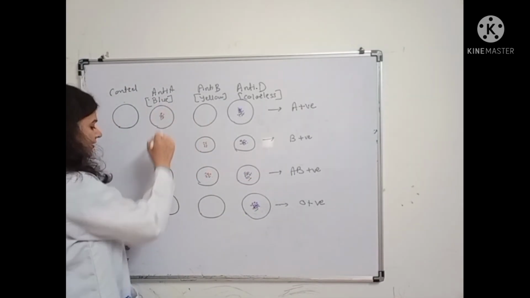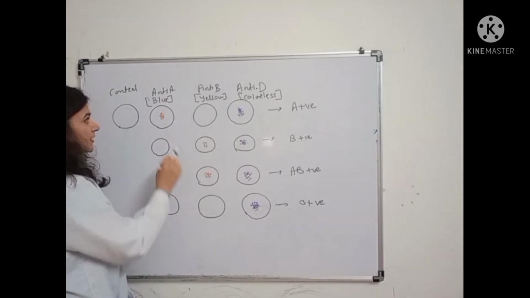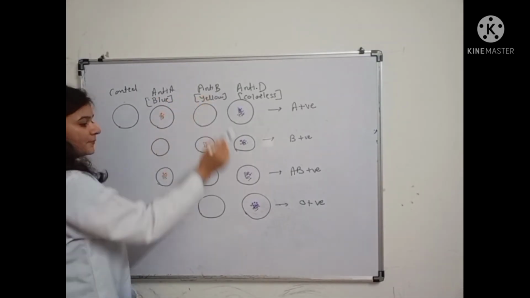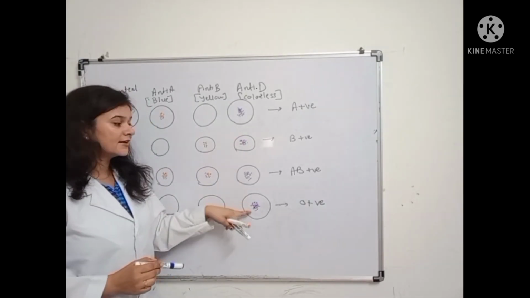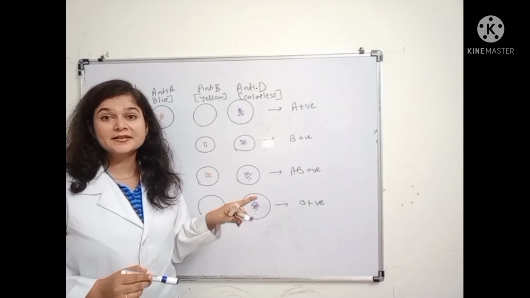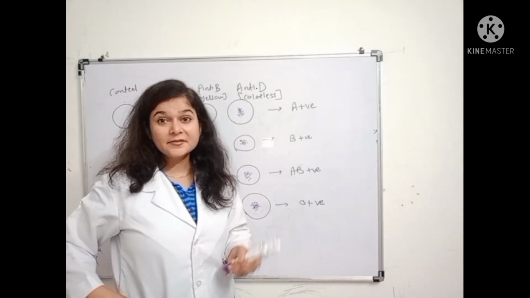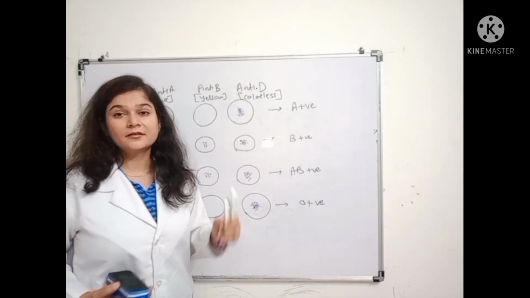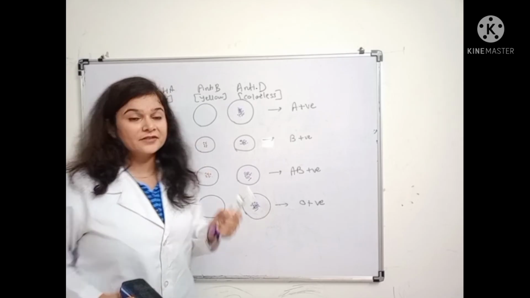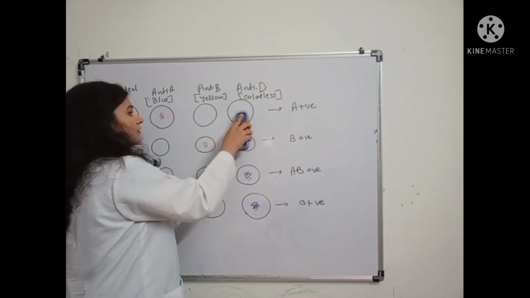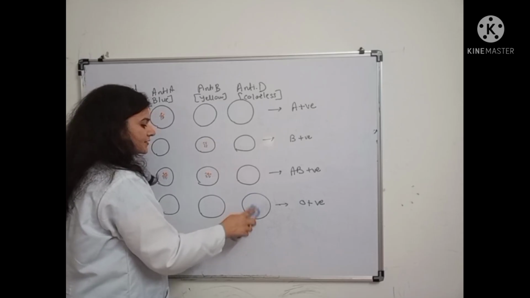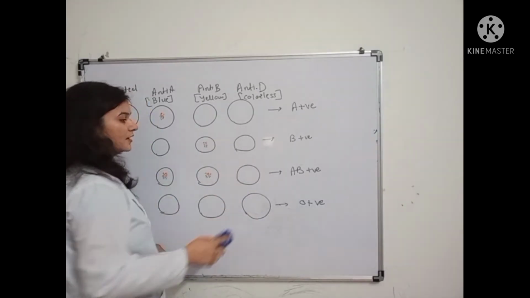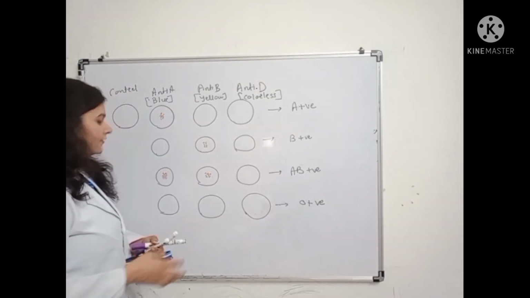Similarly, if there is no agglutination reaction in anti-sera A and anti-sera B and only agglutination reaction in the anti-sera D, that means your blood group is O positive. And the same thing we apply for the Rh negative individual. Obviously, the agglutination reaction will not be present in the anti-sera D. Then it will look like this.